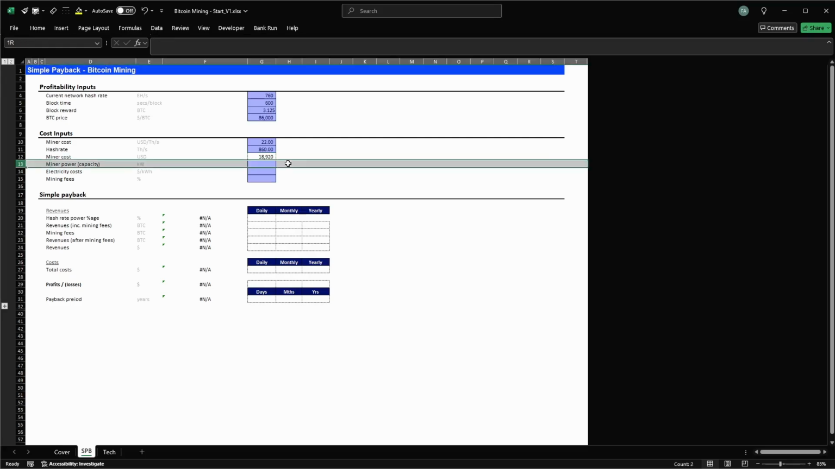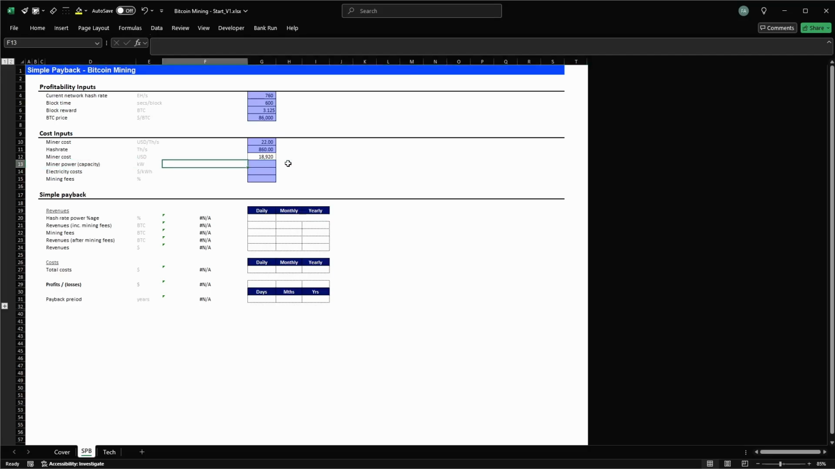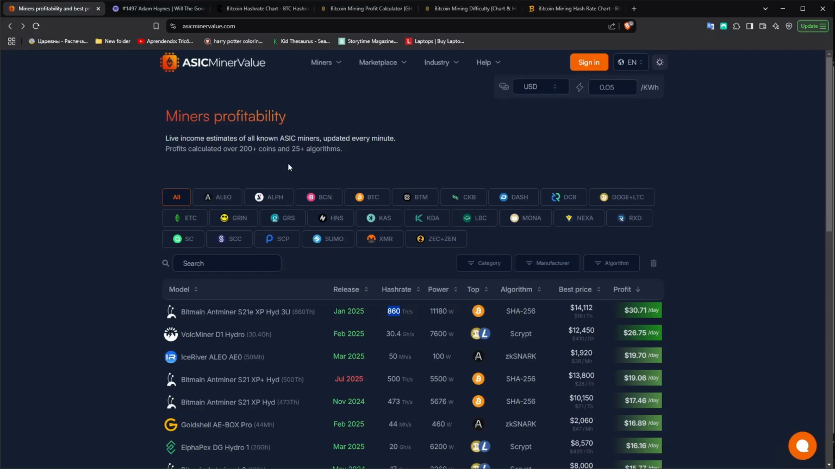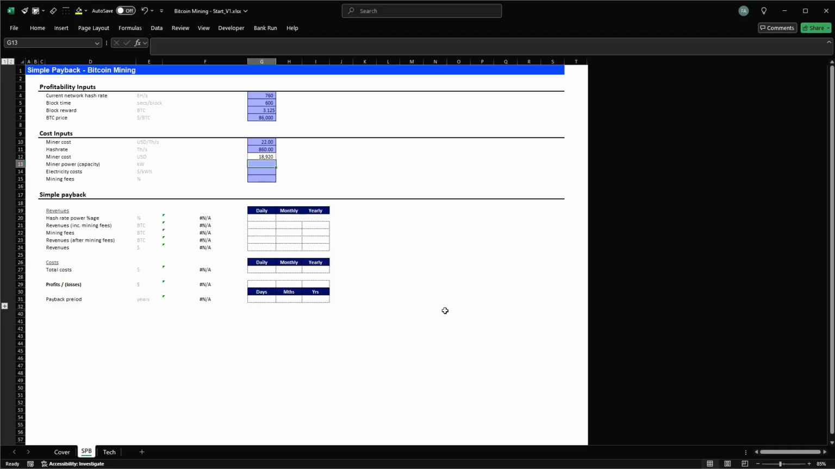What do I have next? The miner power, which is 11,180. That's in watts, so to get kilowatts we divide by 1,000. Let's delete this. It's going to be 11.18, so it's about 11 kilowatts.